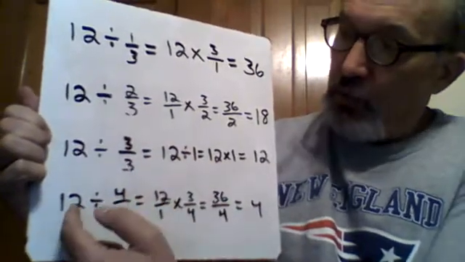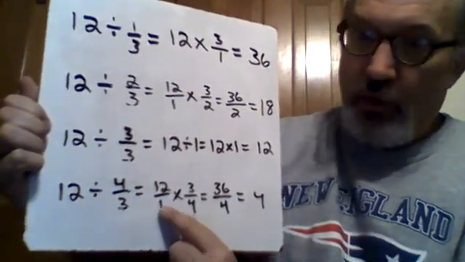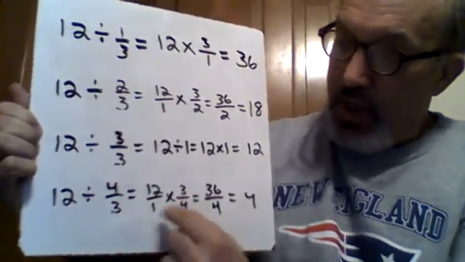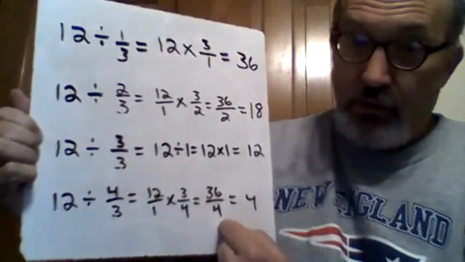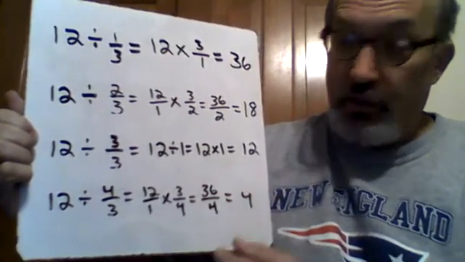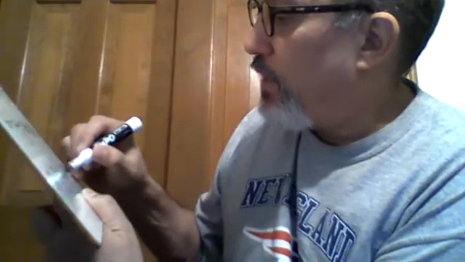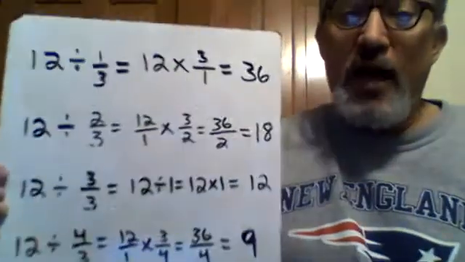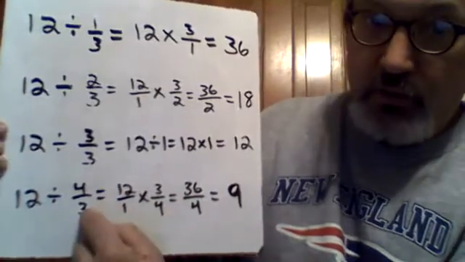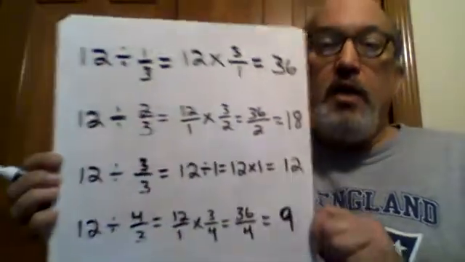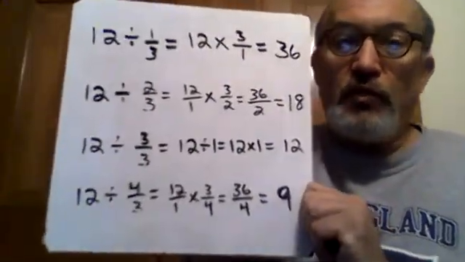When we do the keep, change, flip, 12 divided by 4/3 is equivalent to 12 over 1 times 3/4. Flip the 4/3 to 3/4. Multiplying across the top and bottom here, we get 36 over 4, or 36 divided by 4, which is 9. Whoops, I lost part of my 9 there. Sorry about that. This is a 9, not a 4. My finger must have erased that accidentally. The 9 is correct because 9 times 4/3 is 36/3, which is 12, or 4/3 of 9 is 12. So this is a little introduction to the division of fractions, and I'll see you next time.